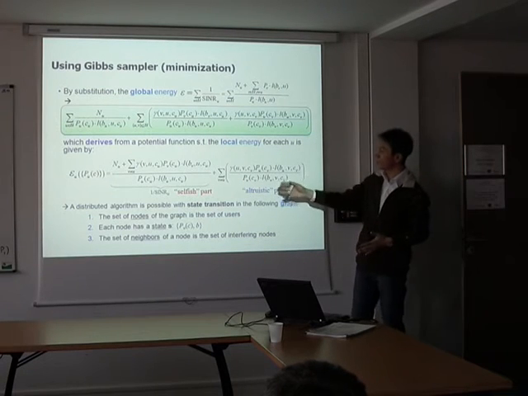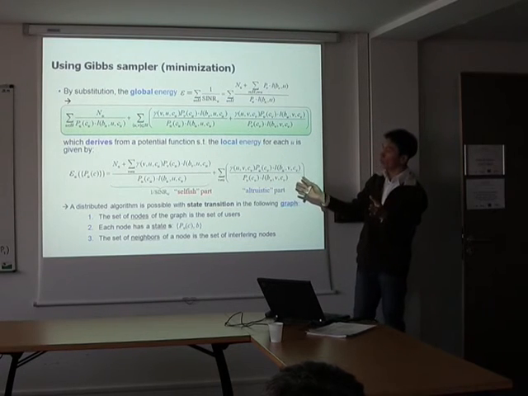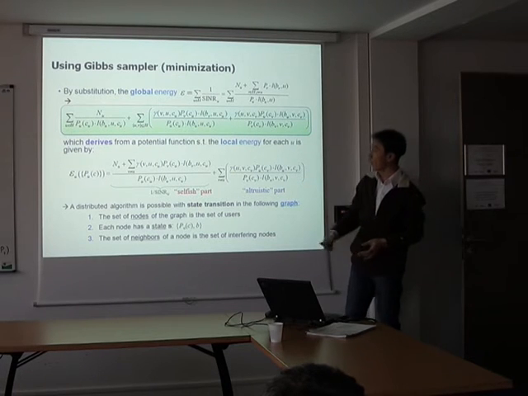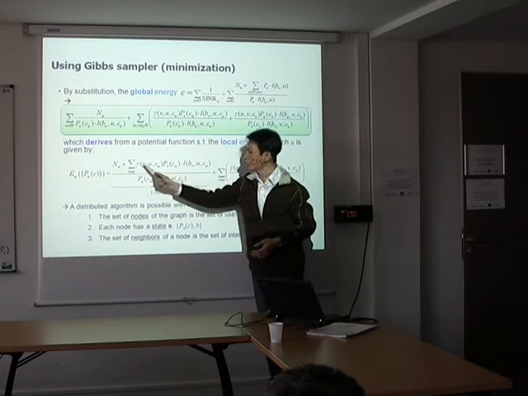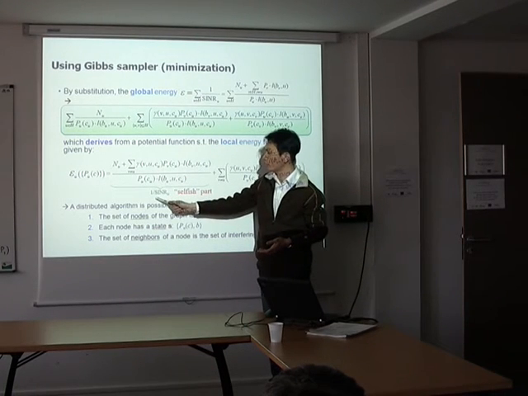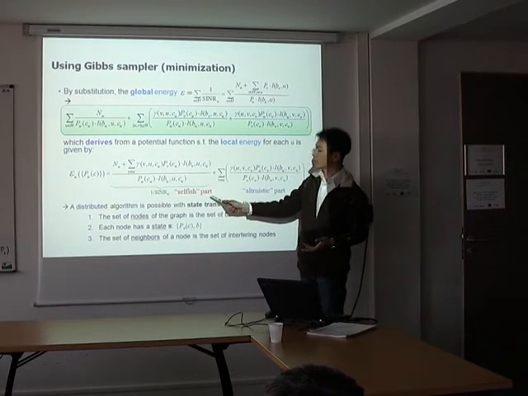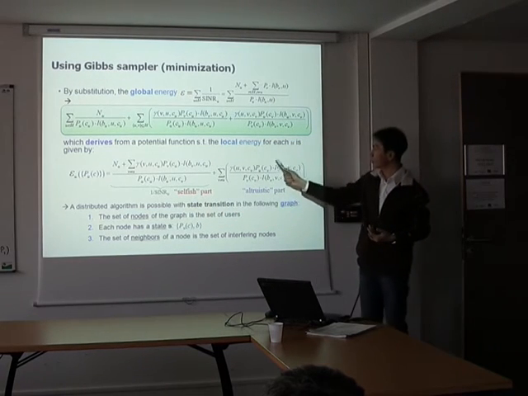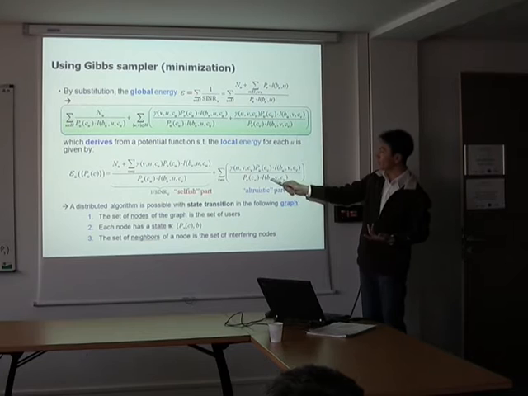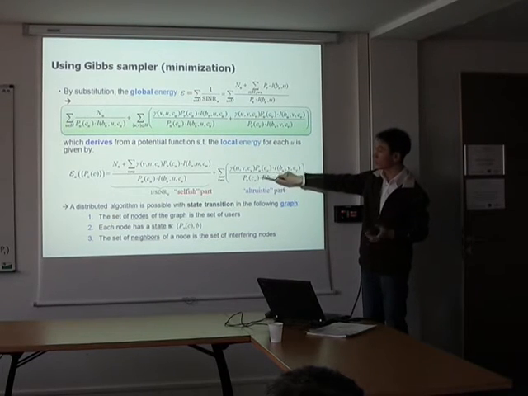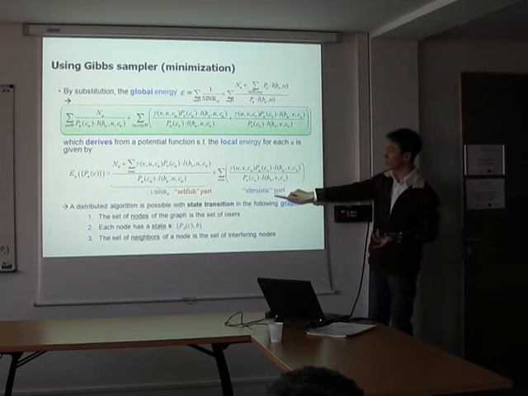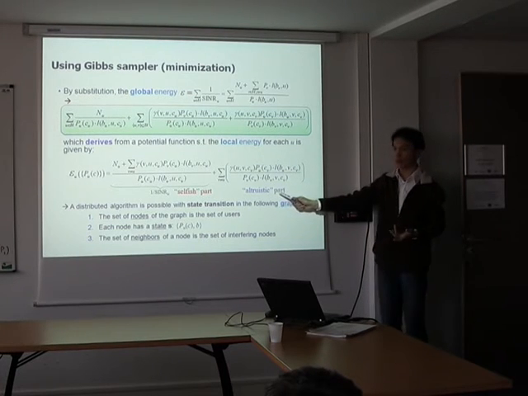And we can see that this local energy, connected to each user, which is a node in a graph, has two components. The first is equivalent to noise plus interference over signal, which is the inverse of SNR, which we call the selfish part. And the second term is the normalized interference from you to the other users. So this is your impact on the other users, which we call the altruistic part.